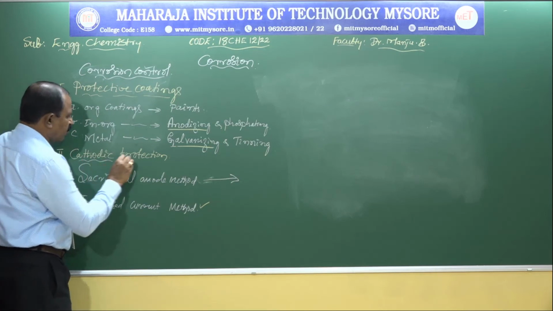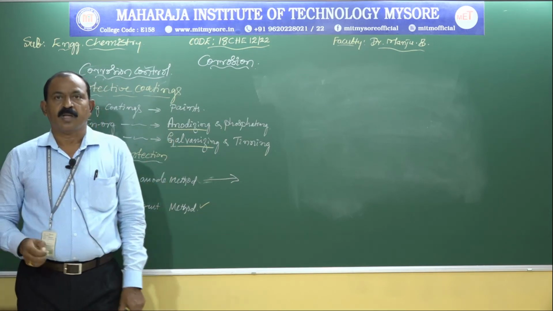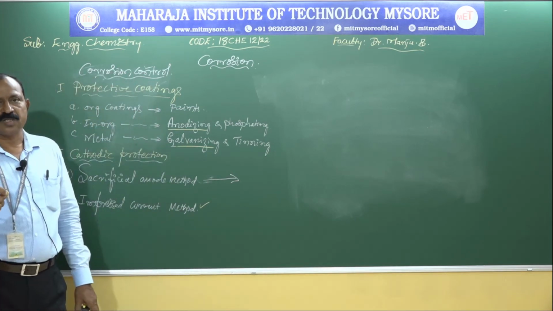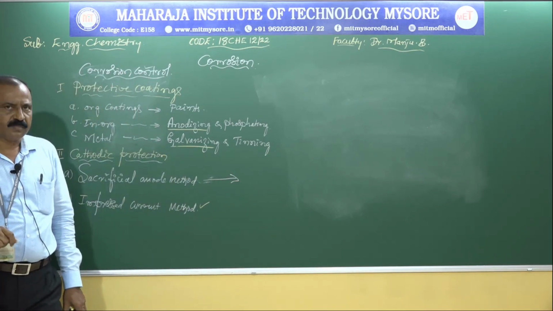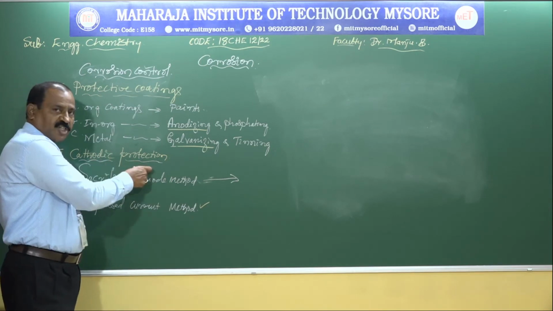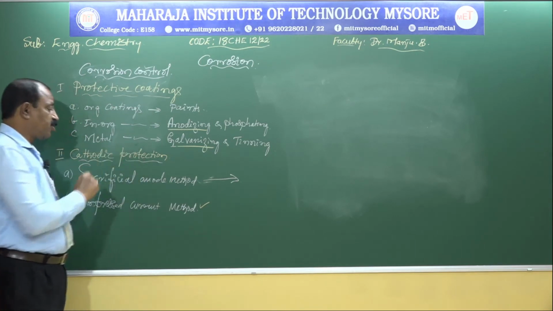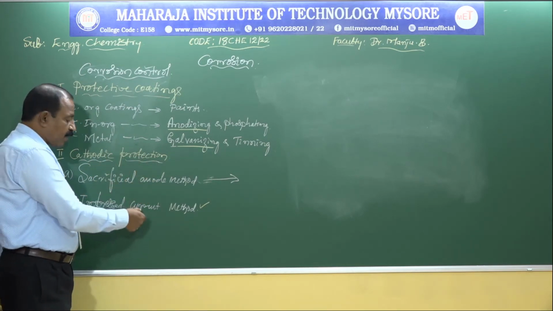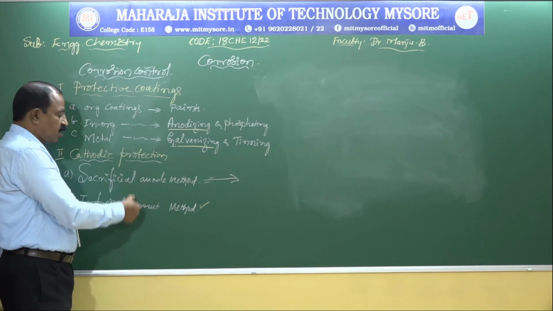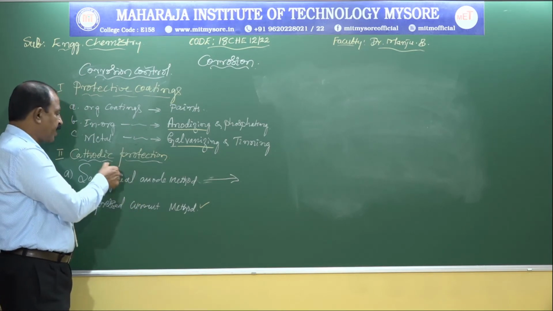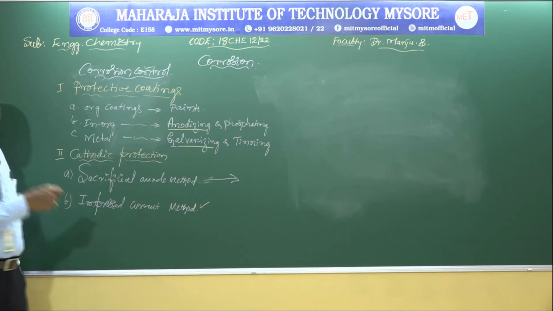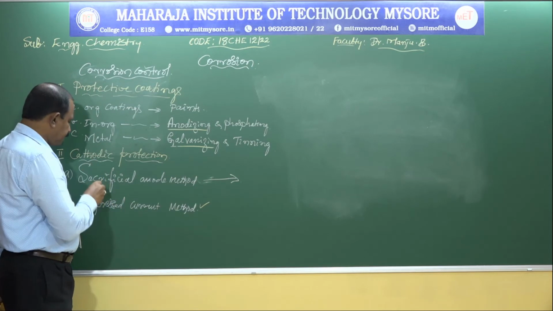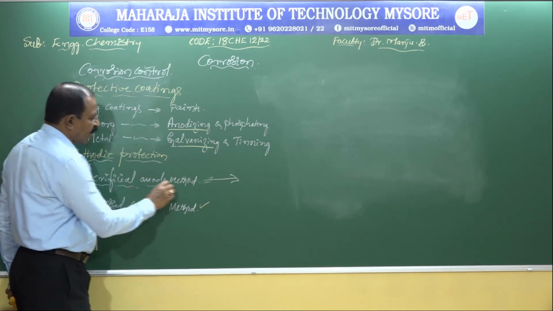First you have to understand what is meant by cathodic protection. The base metal itself is made a cathode by providing electrons using an external source. Then we can achieve cathodic protection. Cathodic protection can be achieved by connecting an anodic metal to the iron, or by applying electric current. These are the two different techniques to make the base metal a cathode.